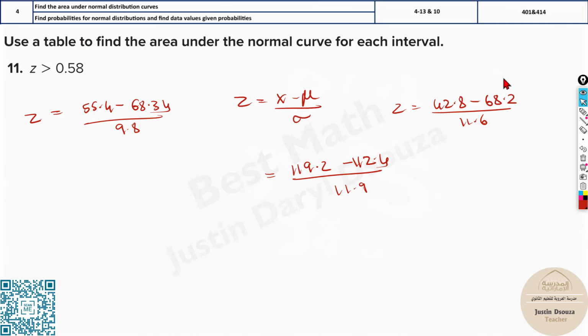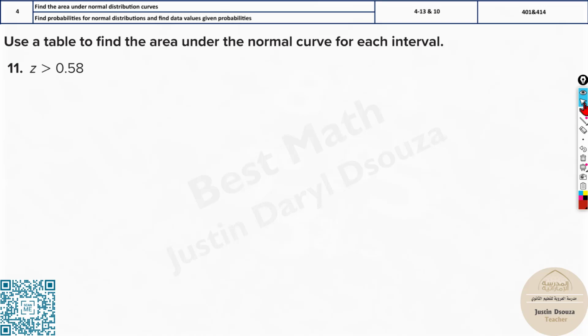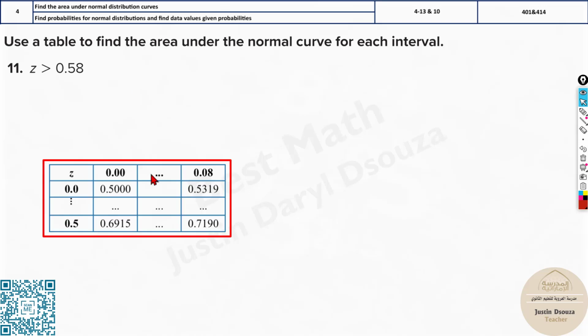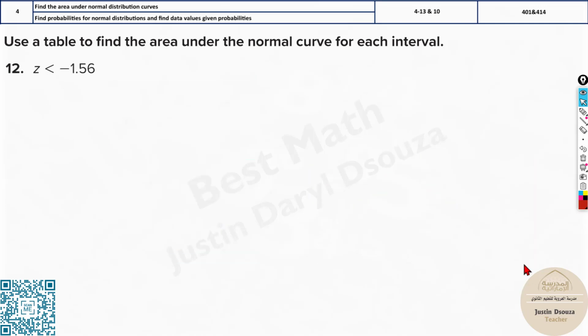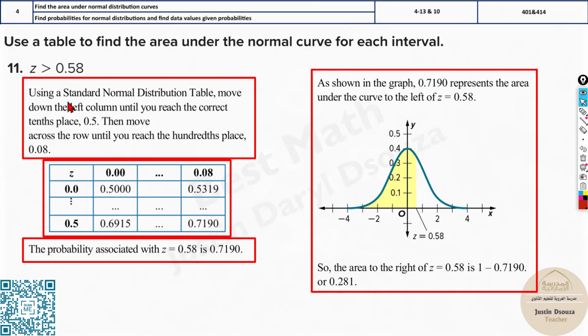Now here we have to use the table to find the area under the normal curve for each interval. See, these problems, you need to have a table. This table must be given to you. It's like a book or a page or a sheet. If this is not given, it's not possible to find. I'm not sure how this question will be asked in your exam, because if they give you this, that's the answer. It's so easy. See over here, z value is greater than 0.58 from this table, which must be given to you. Otherwise, you cannot. You don't memorize these values, they will be given.